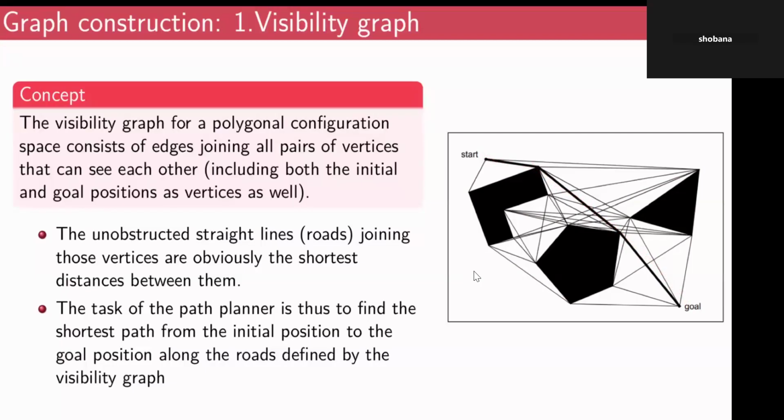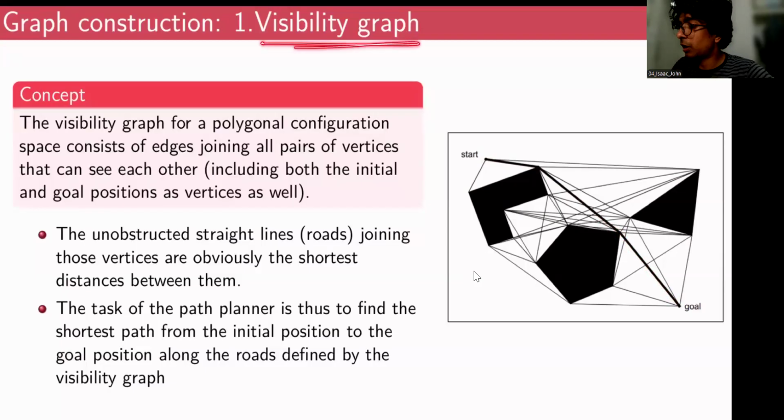This is how the philosophy of the visibility graph basically works, right? This is an obstacle. So at this position, the robot is very close to this obstacle, and same goes for this obstacle as well, right? So at this position, it's extremely close to this obstacle. So the advantage is that this method of graph construction would give you a very minimal distance path from the start position to the goal position.